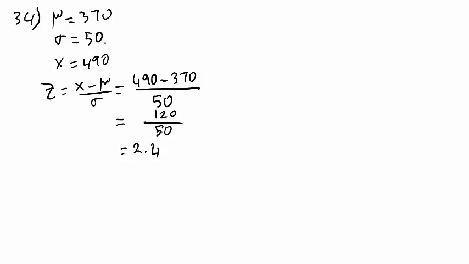How do I interpret this one? The student scored 2.4 standard deviations above the mean, and this is very good. Anything that goes beyond 2 standard deviations is called unusual. So the student score is unusually high comparing to the average of the class. Okay, so that's how you interpret 34.